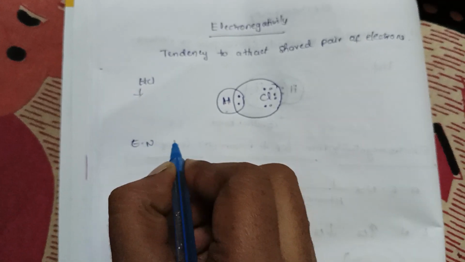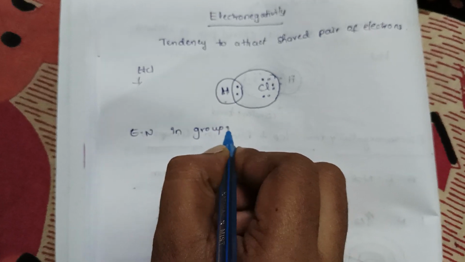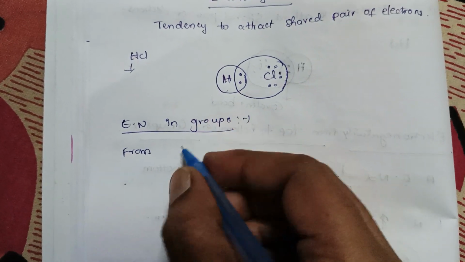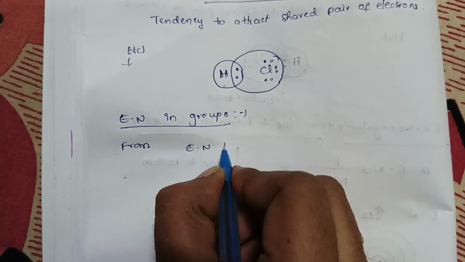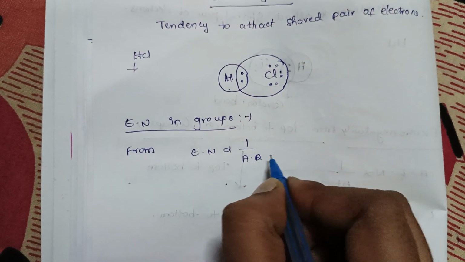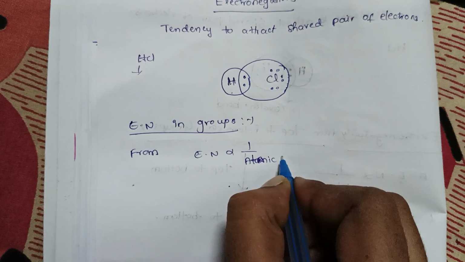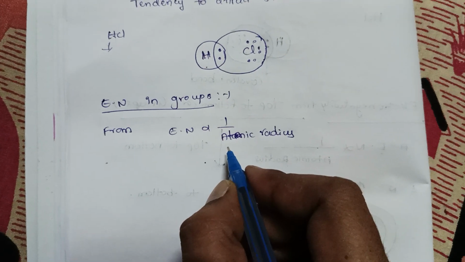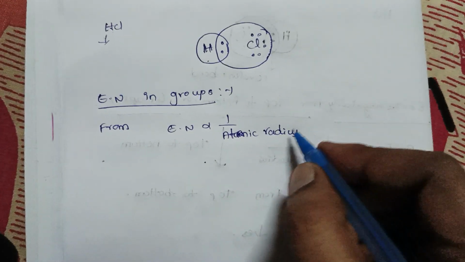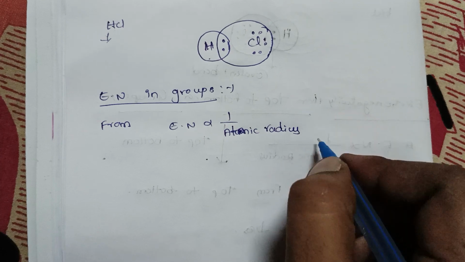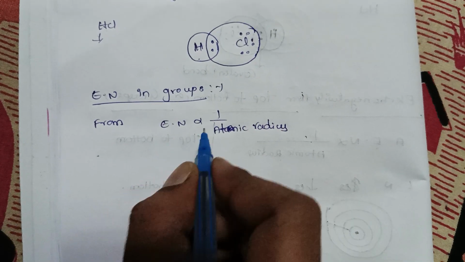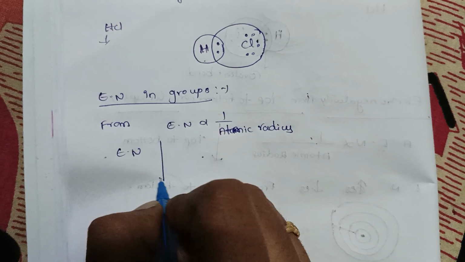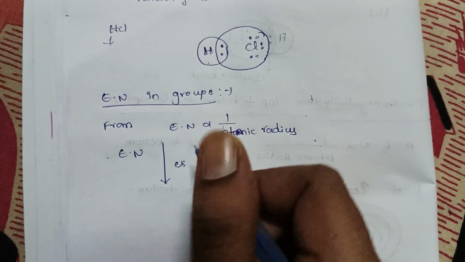Electronegativity in groups. From top to bottom, electronegativity is inversely proportional to atomic radius. We already learnt about atomic radius: it increases from top to bottom and decreases from left to right. Here electronegativity decreases from top to bottom, right?